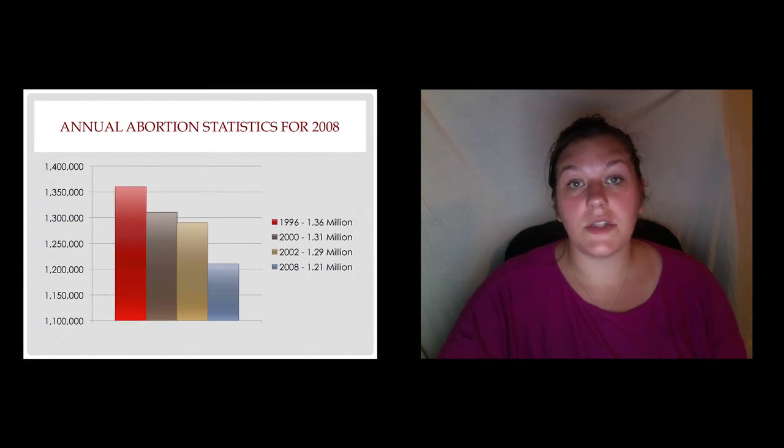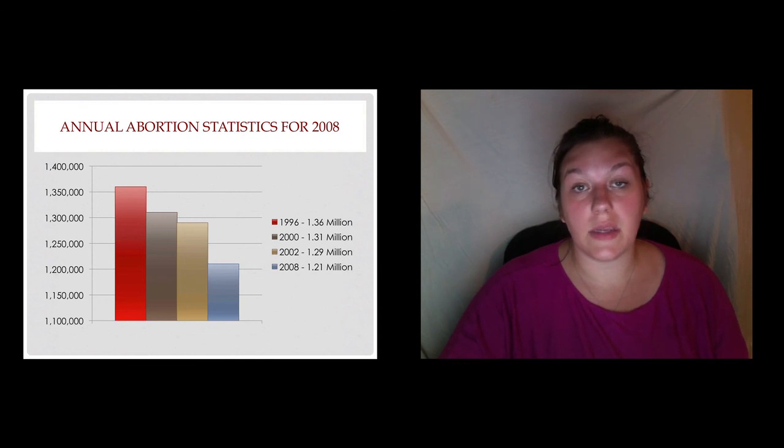Now let's go over some annual abortion statistics between the years of 1996 through 2008. The information that I have gathered, which is also from abort73.org, shows that the number of abortions had declined between 1996 and 2008. In 1996, there were 1.36 million abortions performed. That number had declined in 2008 to 1.21 million abortions.